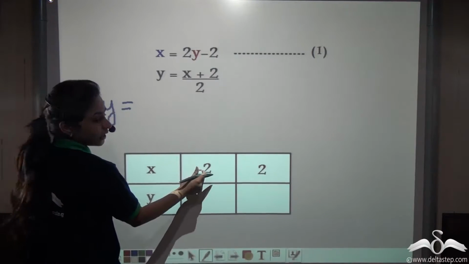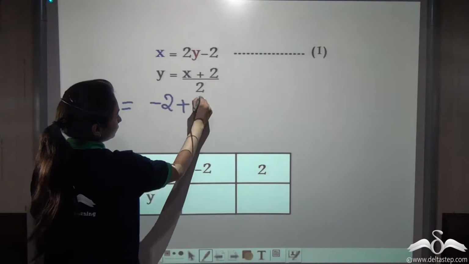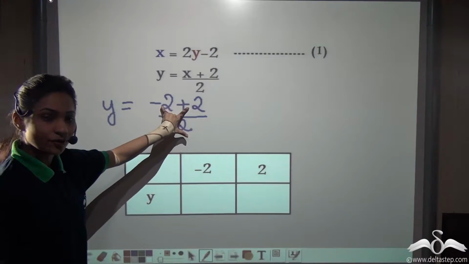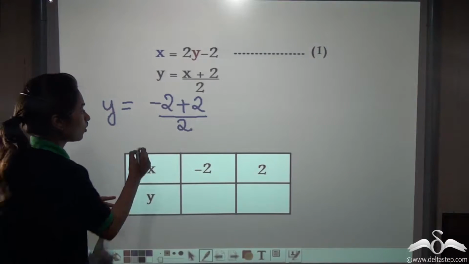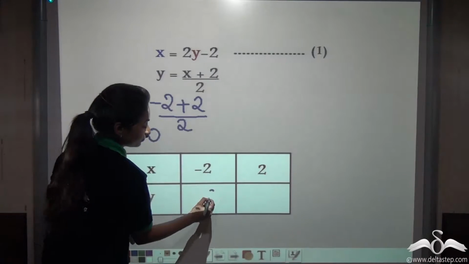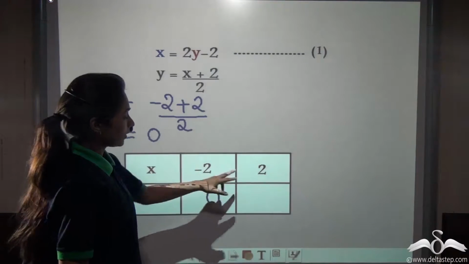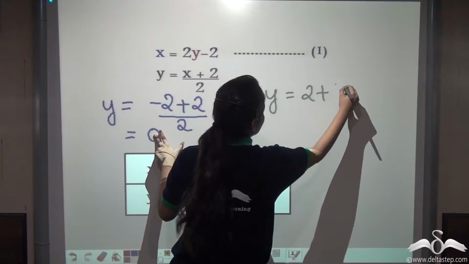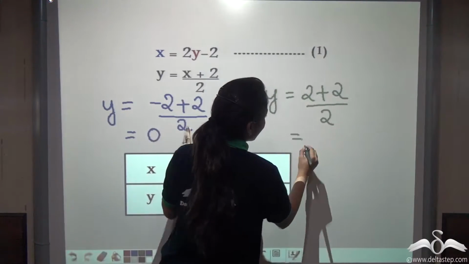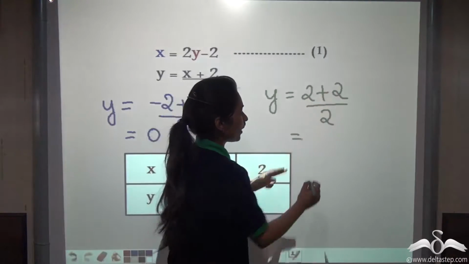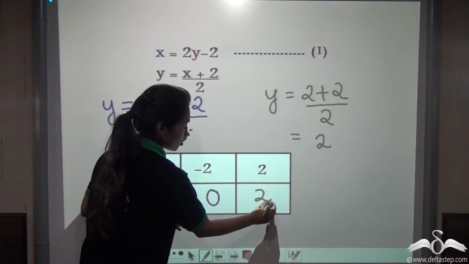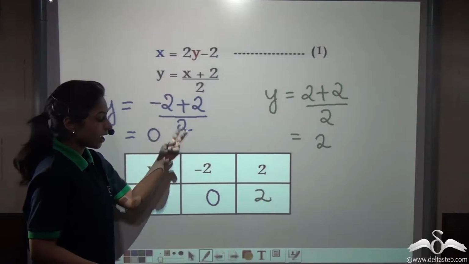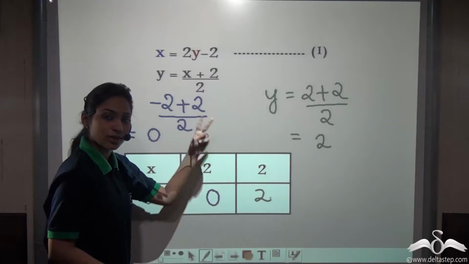Y is equal to, first taking minus 2. What will you get? Minus 2 plus 2 will give you 0, and 0 by 2 is 0, because we know 0 by anything is 0. Now let us take 2 in the place of x. What do you get? 2 plus 2 is 4, and 4 by 2 is 2. So you can say that when x is minus 2, y is 0 for this equation, and when x is 2, y is also 2 for this equation.